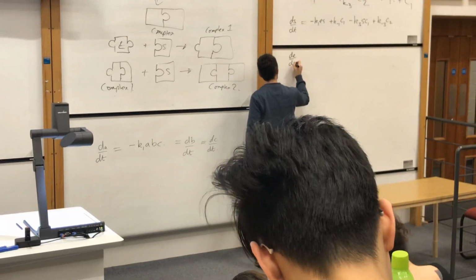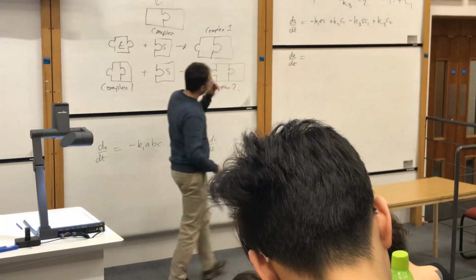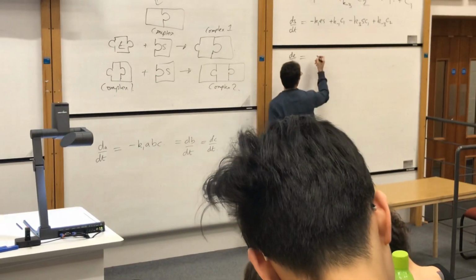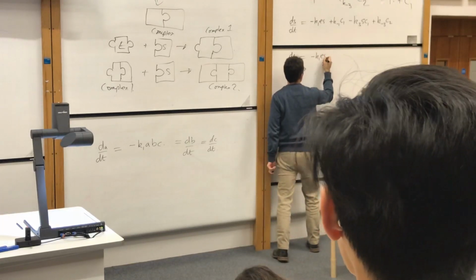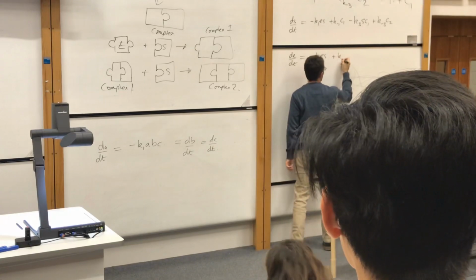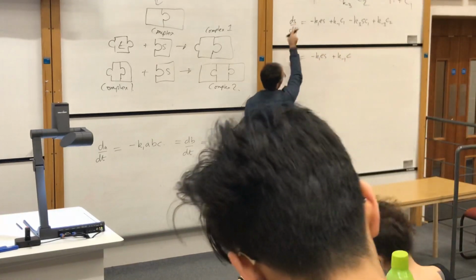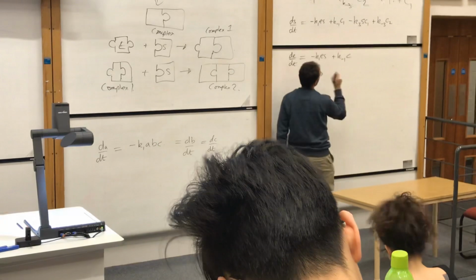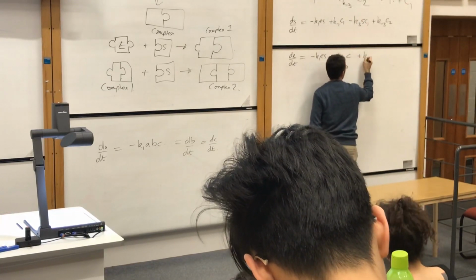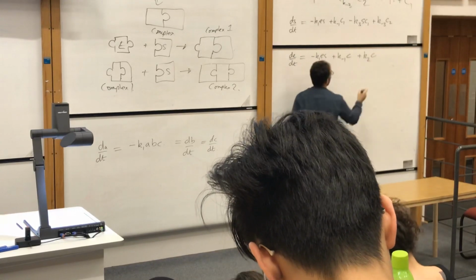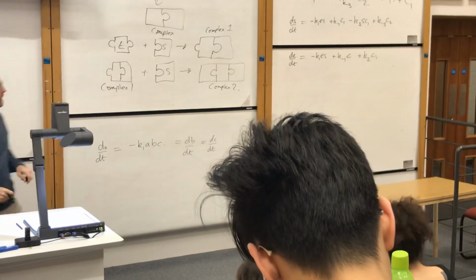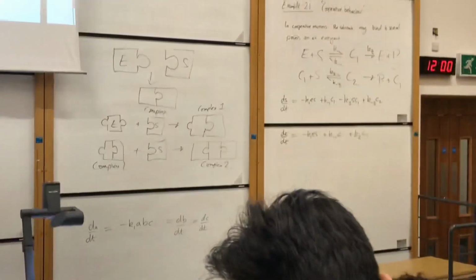dE by dt. Well, E, what do we have? E is lost in the forward step of the first reaction, so minus K1ES, but we gain it in the backward reaction of the first step, so plus K minus 1 C1, plus we gain it as the complex C1 forms enzyme and product, so plus K2 times C1. And that's it for E, because E is not appearing in the second sequence.